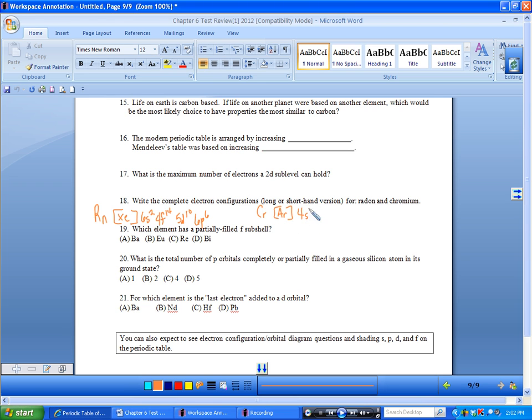Then I would go 4s2, and then I would go 3d4, but since it's an exception, this one has only one. And it gives that extra electron to 3d to make it 5 because 5 is more stable. It's half of 10, so it's more stable than a 4. So that's the exception. Copper works the same way.